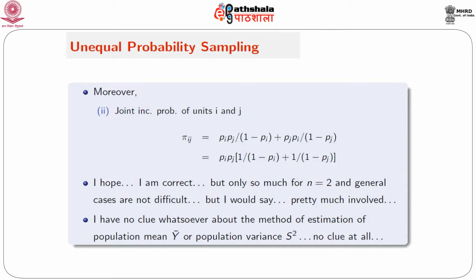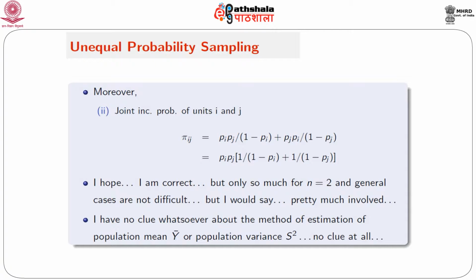I have no clue whatsoever about the method of estimation of the population mean, capital Y bar, or the population variance, capital S squared. No clue at all. Yeah, so let's see again. Pi ij, as you rightly said, the joint inclusion probability of the units i and j, and the sample size is 2. There are only two possibilities, i followed by j or j followed by i. If it is i followed by j, first one is pi and j is pj over 1 minus pi, and if it is j followed by i, pj times pi over 1 minus pj, then after that it's pretty simple simplification. You are very right.